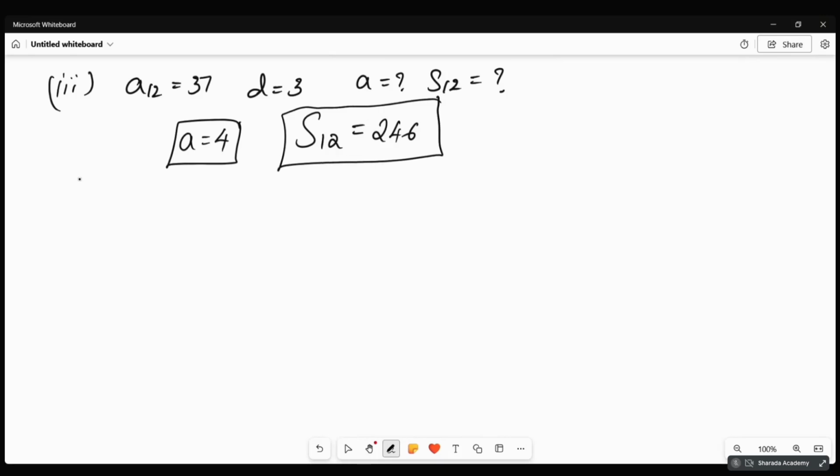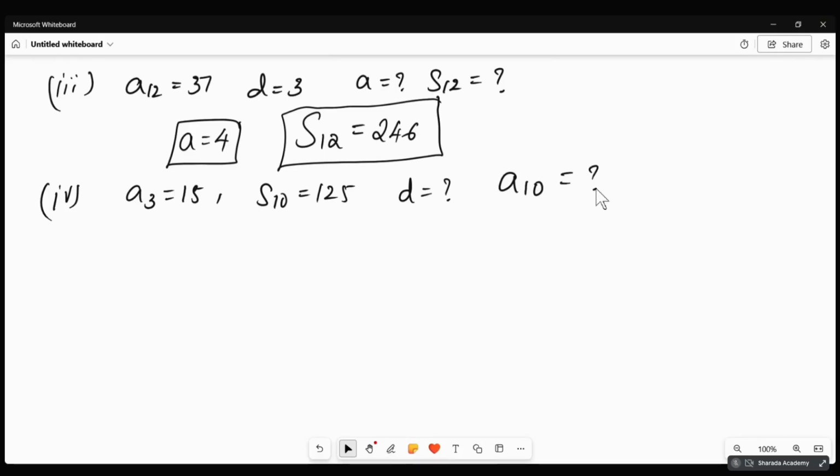Okay, now listen, the fourth one we will do here. Given a3 is equal to 15, S10 is 125. Find d and a10. This is the question we have been given. Now, the Sn formula, what we have? n by 2 into 2a plus n minus 1 into d. You have this formula.